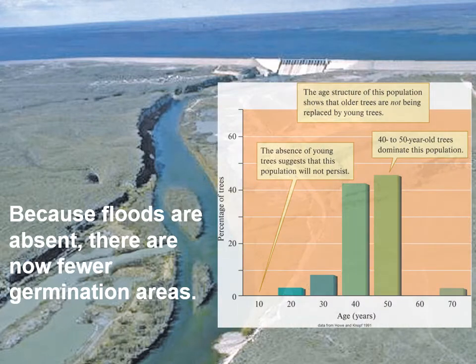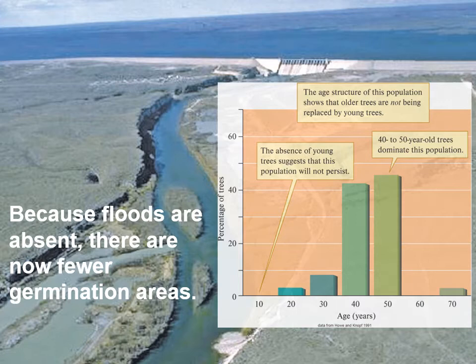So if we look at the age structure of this population, it looks very different than the graph we saw of the age structure of the white oak. These guys don't live as long. They can live up to 70 years, but most of them are 40 to 50 years old. But we see there's hardly any young trees. The percentage of young trees in the population is 0. So we really are not getting the replacement and the germination of this population.